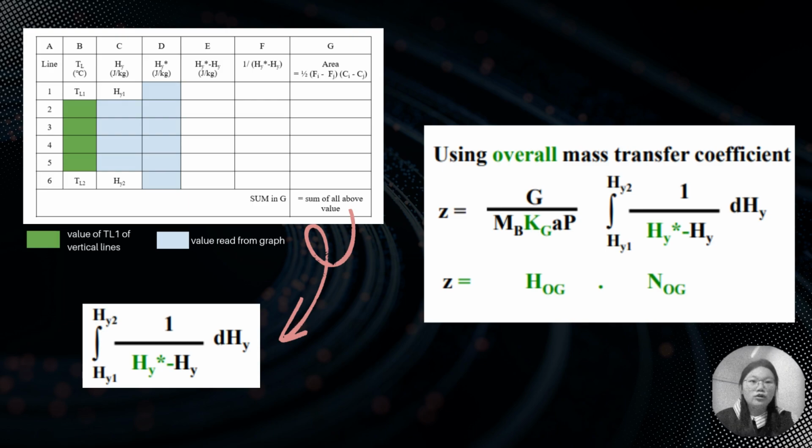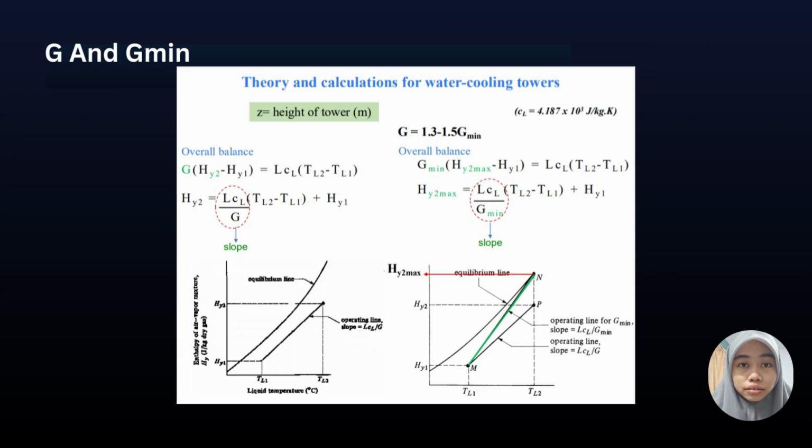Z equals G over MB KGA times B, and we straight away multiply with the value that we calculated for the sum in G. So we do not need to do the integration part, and then we can get the value of Z. Next, we are going to learn how to solve the problem if the value of gas inlet flow rate, which is G, is not given.